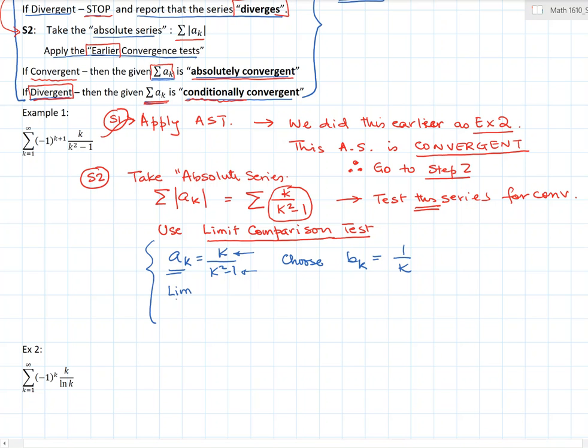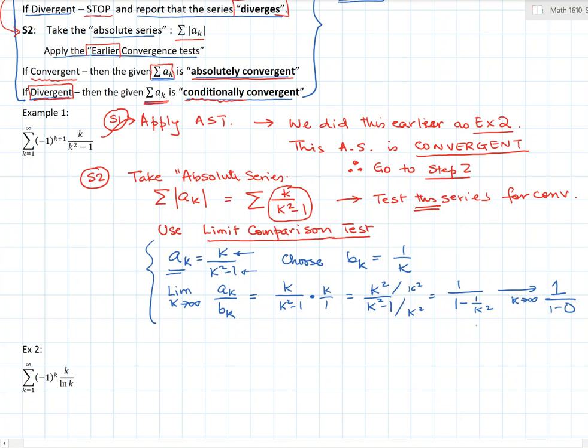Now I have to take the ratio and find the limit as k goes to infinity of AK over BK. That's pretty straightforward. You have k over k squared minus 1 times k over 1. So that gives me this. I would divide by k squared, and that would be 1 over 1 minus 1 over k squared. Now as k goes to infinity, this clearly goes to 1. It's 1 over 1 minus 0, so that is 1.